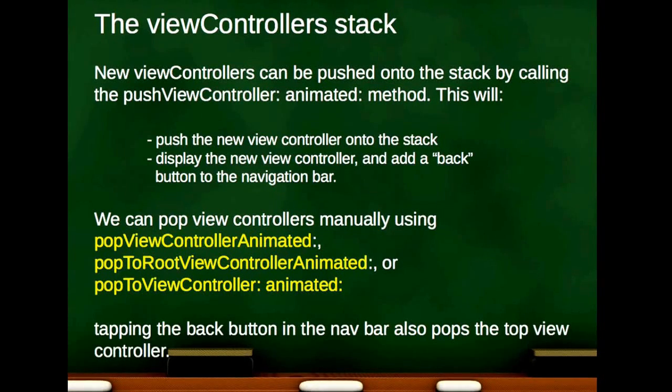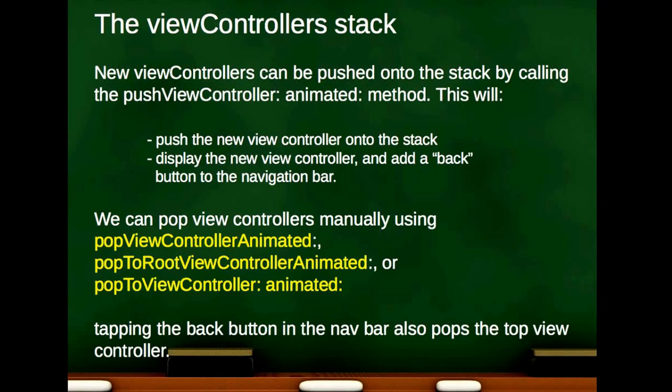When we push new view controllers onto the stack, we call pushViewController:animated:. It'll push the new view controller onto the stack, display the new view controller's view, and add a back button to the navigation bar. Now, the navigation bar is given to every view controller in the navigation controller stack by the navigation controller itself. We don't have to do anything to display this navigation bar. All we have to do is add a view controller to our navigation controller, and it will have a navigation bar.